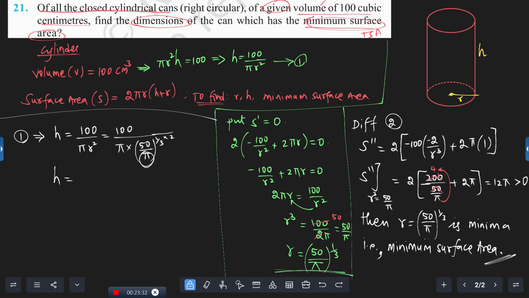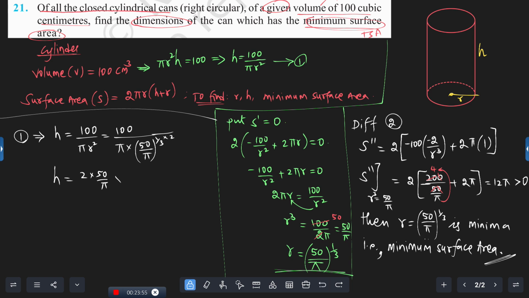See here, 50 by pi is there. So one more term also has a 50 by pi. Now you can easily do it. This 100 by pi, we can write as 2 into 50 divided by pi. Am I right? Can I write the 100 by pi like this? Surely you can write it, not an issue.